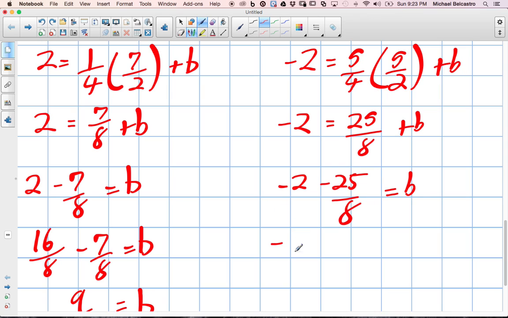This one will be negative 16 over 8. When we change it to a fraction, remember, it's technically over 1, so we multiply the top and the bottom by 8. That's how we get that. Then negative 16 over 8 minus 25 over 8 is equal to b.